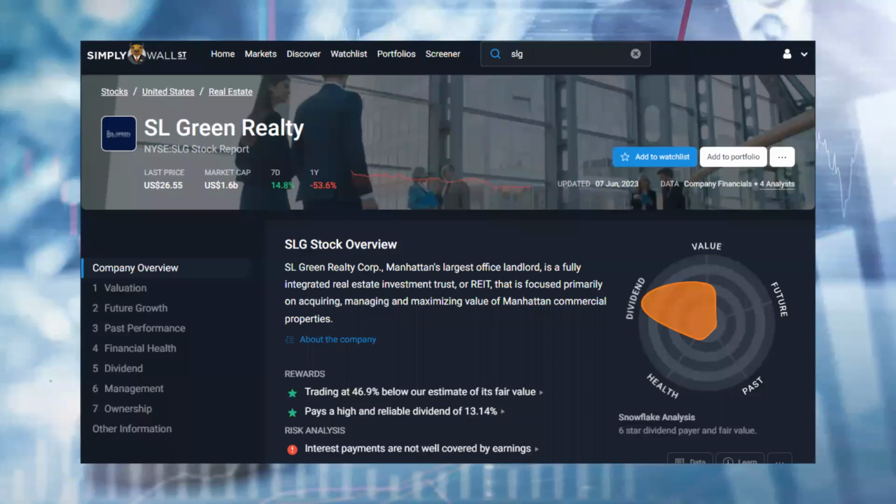Now, we'll go ahead and start off here with some of the fundamentals, and we can see that currently it's trading at 46.9% below the estimates of its fair value. It pays a high and reliable dividend of 13.14%, which is why a lot of people like this stock in the first place, because it is a dividend stock.